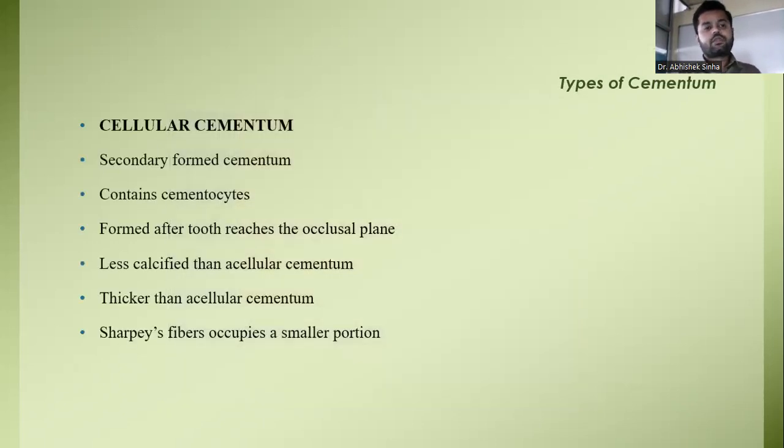Cellular cementum. First forms is your acellular. Cellular is secondary formed cementum, contains cementocytes, formed after the tooth reaches the occlusal plane, and Sharpey's fibers occupy a smaller portion. Acellular was mainly composed of Sharpey's fibers, while in cellular, it will have less of Sharpey's fibers, more of cells, and will contain cells like cementocytes. It's secondary formed, and it forms when the tooth reaches the occlusal plane.